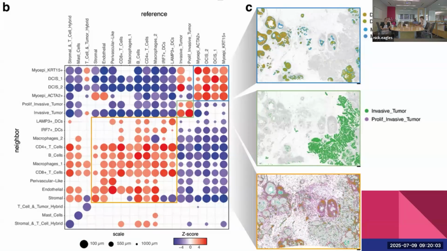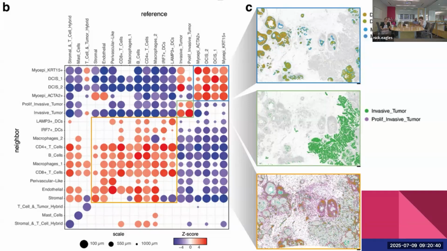So checking out this heat map again, this dot plot of all these cell types, something they do here is they cluster, or order, the rows and columns of the heat map to show groups of cell types that are mutually co-localized or mutually dispersed. And on panel C on the right here, they have 3 different examples of groups of cell types that are all co-localized.